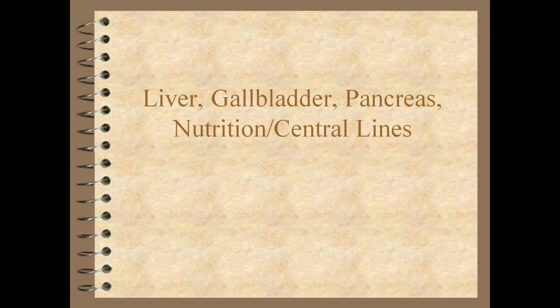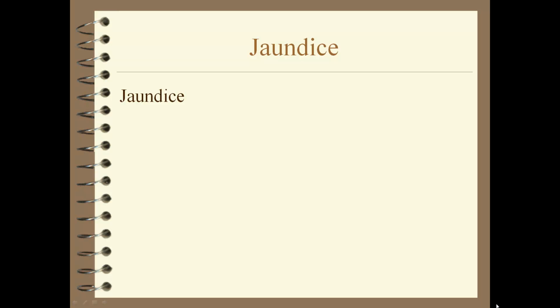Okay, now we are going to start liver, gallbladder, pancreas, and those issues. So, jaundice. Let's talk a little bit about jaundice. Jaundice can be caused by different things. Patient has hepatitis. Patient has toxic liver. Patient can have trauma to the liver, cell damage. A wide range of things can cause trauma or jaundice.